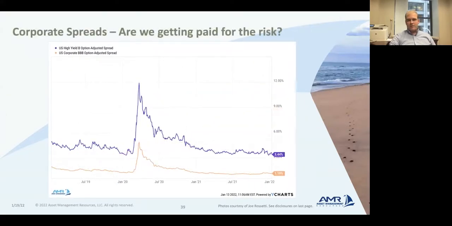Now, are we getting paid for the risk is always a question that I ask. During the pandemic, you can see that spreads blew out. When these lines go higher, bonds tend to do poorly on a relative basis. So you can see that we're stable at these very, very low levels. I would argue that right now, we're not necessarily getting paid to take a significant amount of risk in the credit markets, which is why we've decided not to take a lot of risk in the credit markets. We actually eliminated the high yield position in 2021.